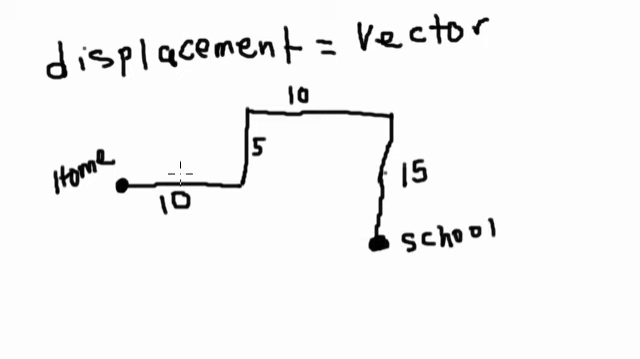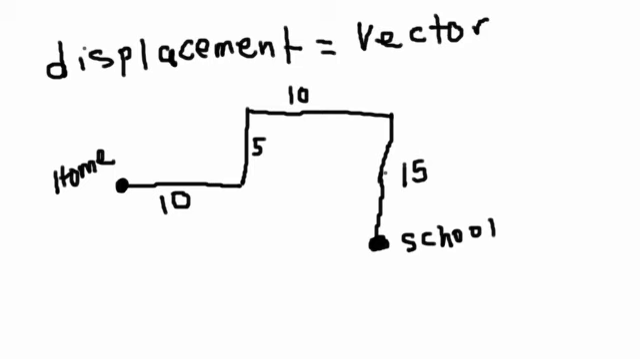Now, if we're talking about the distance, what you need to do is say, okay, I'm starting at this point and I'm walking 10 meters this way, 5 meters this way, 10 this way, and 15. So what is the distance? The distance is everything put together. So it would be 10 plus 5 plus 10 plus 15. That would be the total distance. Displacement, on the other hand, is the shortest distance between 2 points.